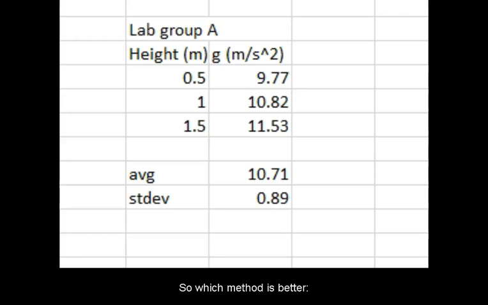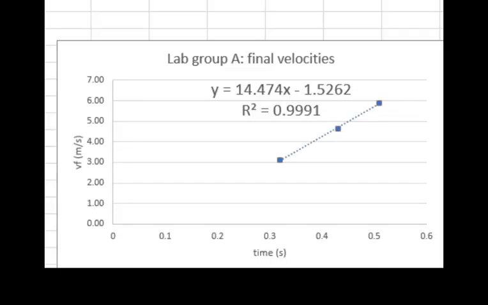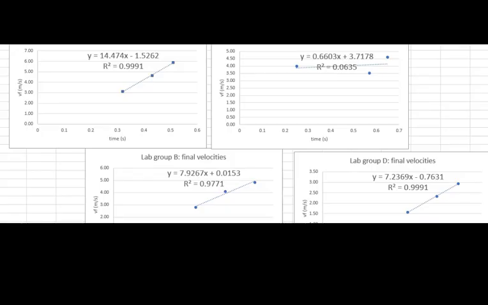So which method is better? Direct calculation and averaging, or the graph method? As we had seen, the answer only becomes clearer with more data. With enough data, both methods will give you more accurate answers or better justifications on sources of error.